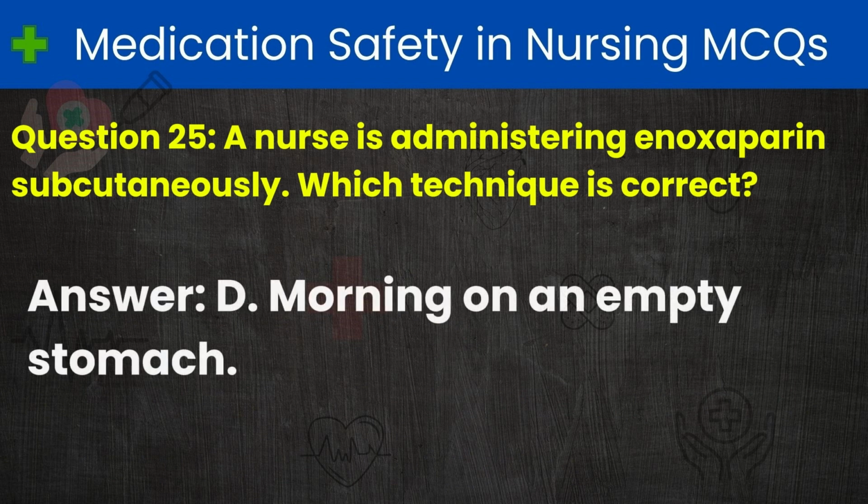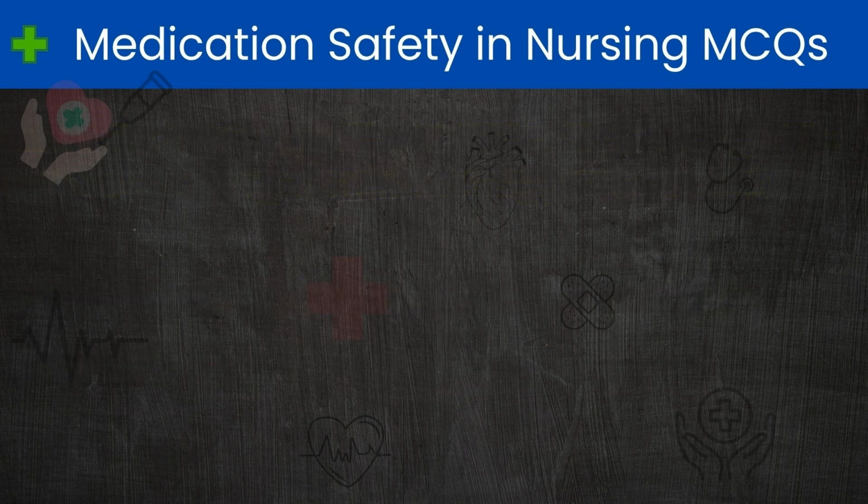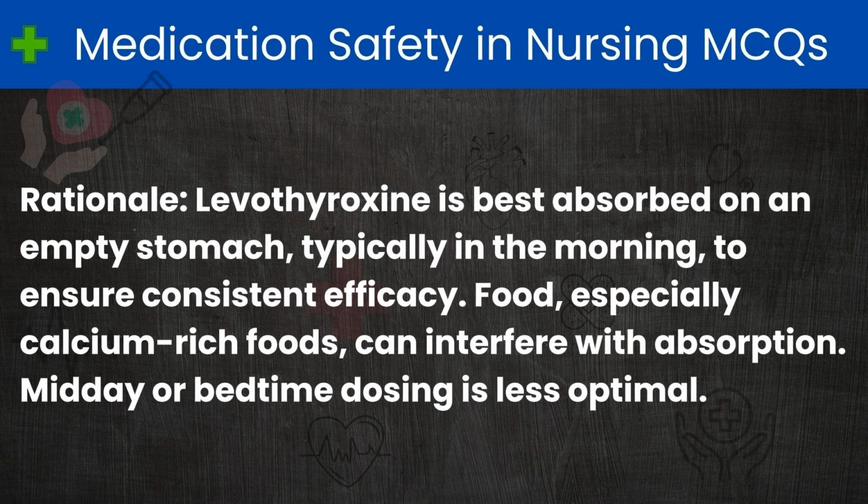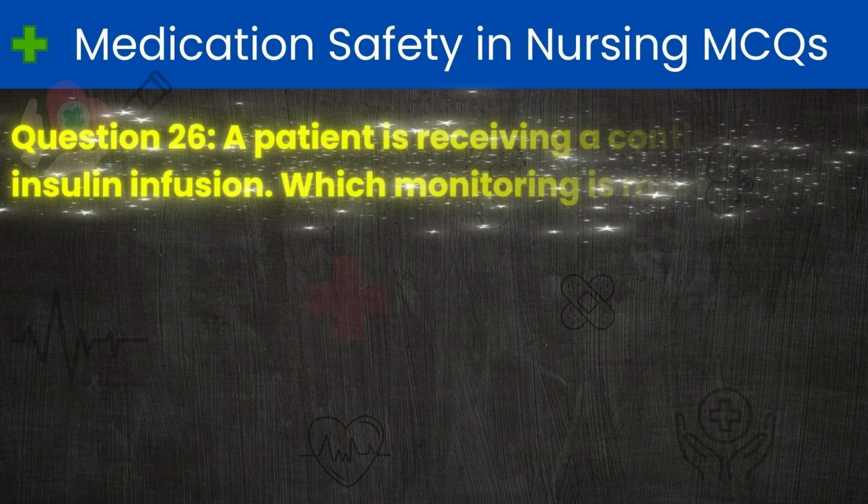Answer C. Pinch the skin and inject at a 90-degree angle. Rationale. Enoxaparin, a low molecular weight heparin, is injected subcutaneously by pinching the skin and using a 90-degree angle for proper delivery. The deltoid is for IM injections. Aspiration is not recommended for subcutaneous injections. Massaging increases bleeding risk.